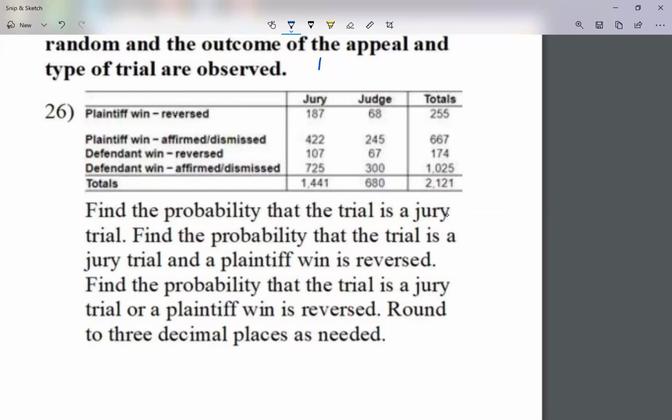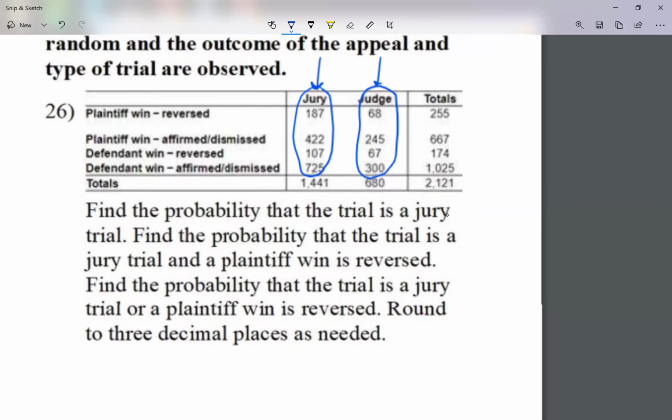All these are all the cases with jury. The plaintiff win was reversed. The plaintiff win was affirmed or dismissed. The defendant win reversed, and the defendant win was affirmed or dismissed. So all these are the listed of the jury here. All the jury trials. There's a total of 1,441 jury trials. And then judge trials. These are all the judge trials. There's a total of 680 judge trials.